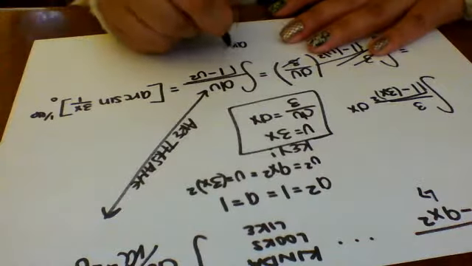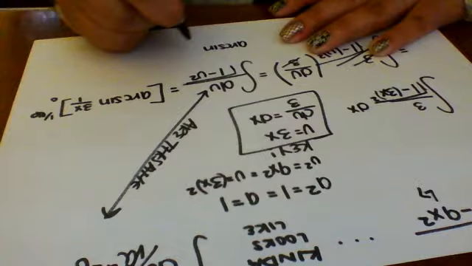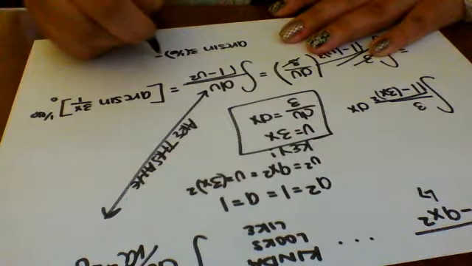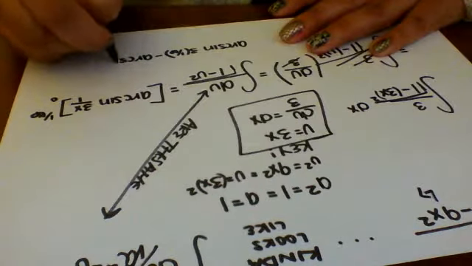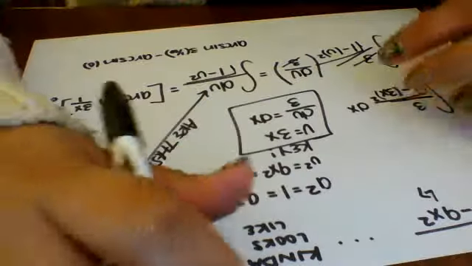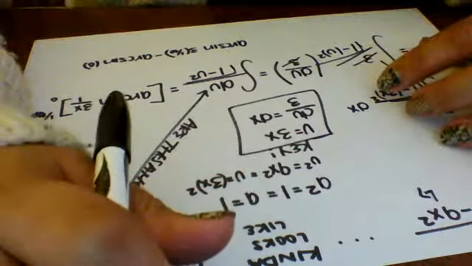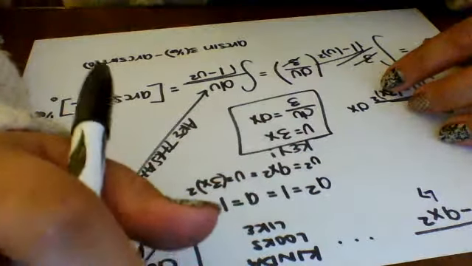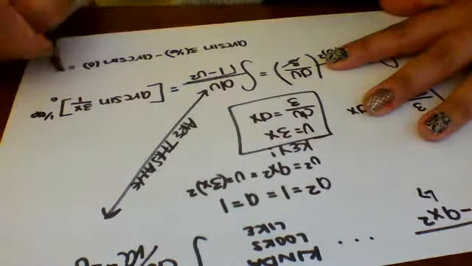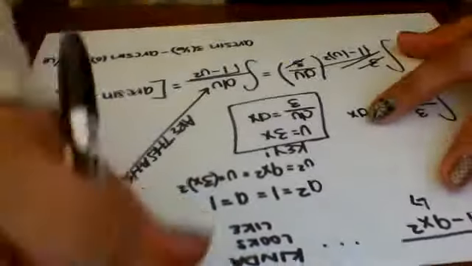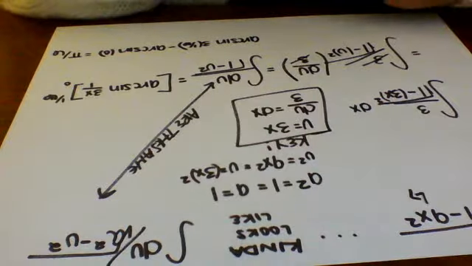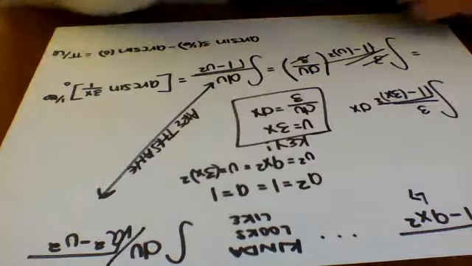So you go arcsine of 3 times 1 over 6 minus arcsine of 0. And your answer is pi over 6. Plug it in your calculator. If you don't have a calculator, then you have to memorize the unit circle, or you can just take the sine of each side.